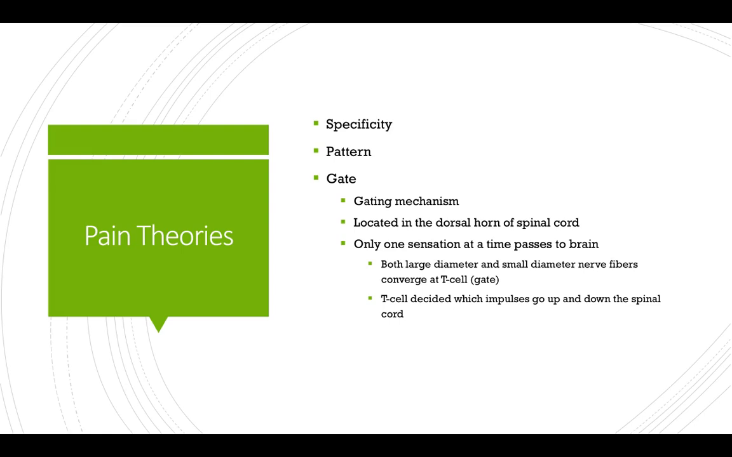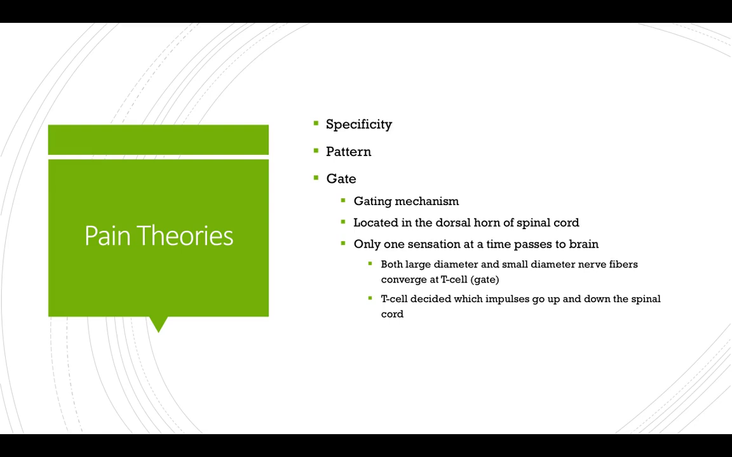So inside the dorsal horn of the spinal cord, where the synapse between the first order neuron and the second order neuron happens, there is some mechanism in place that allows that signal to go up or doesn't allow that signal to go up. And it really only allows one sensation at a time to pass. This part we know has been adapted and kind of proven wrong, but for our sake it's really nice and easy to say that only one signal gets through.